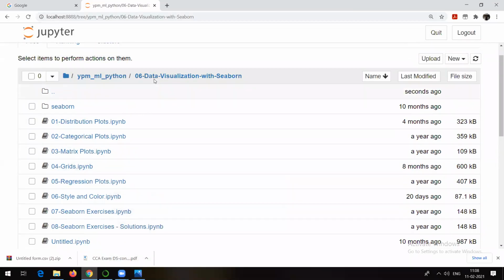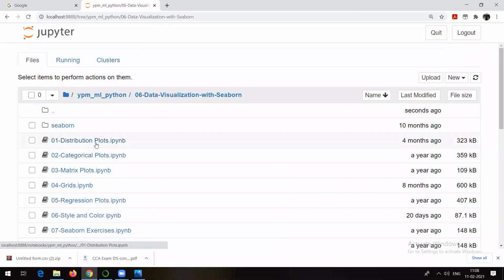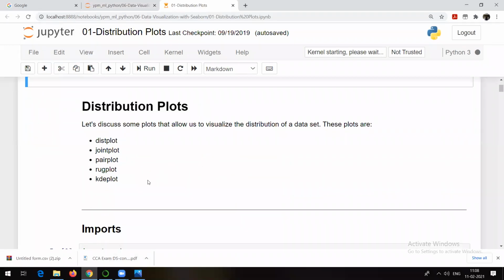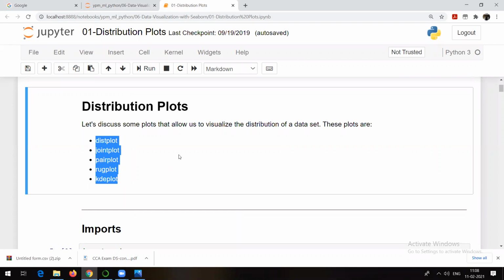So let me start with the first thing in the case of Seaborn, that is distribution plots. Which distribution plots are we going to talk about here? I will list them out. You can see the list. There is a dist plot, that is distribution plot, joint plot, pair plot, rug plot, and KDE plot. I mean to say, whatever we are going to discuss today, right?